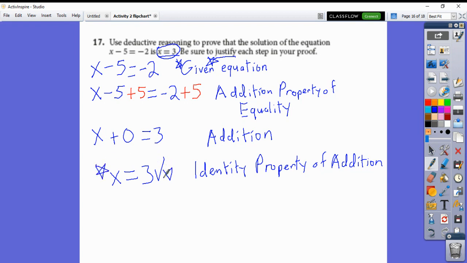So you always want to start at the beginning with the given equation or the given information, and then when you get to the end, you want to stop because there's really not anything else I have to show here. I was trying to show that x equals 3, and I did, so I'm done. I just need to be sure that I say why this last statement is true.